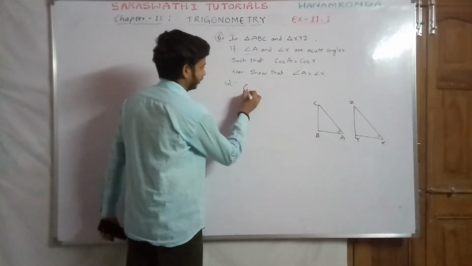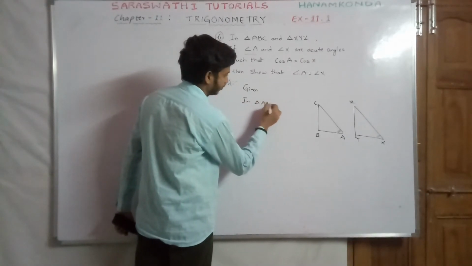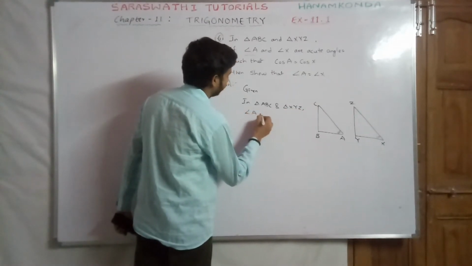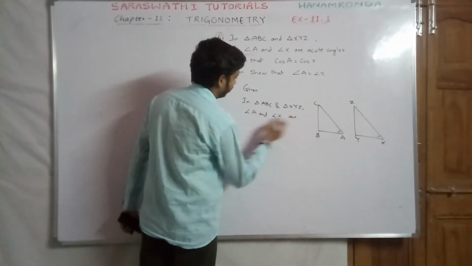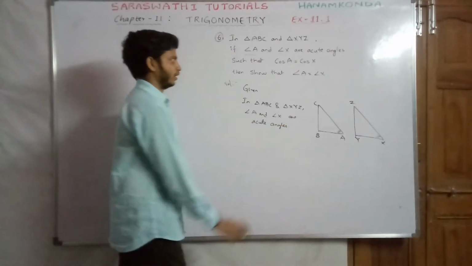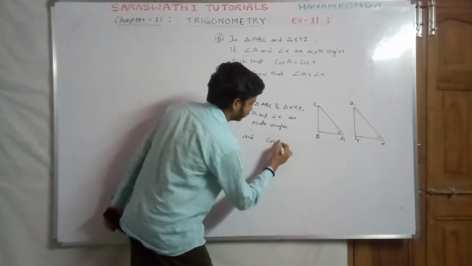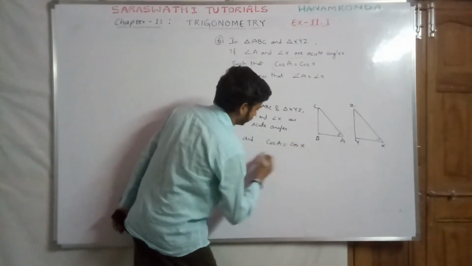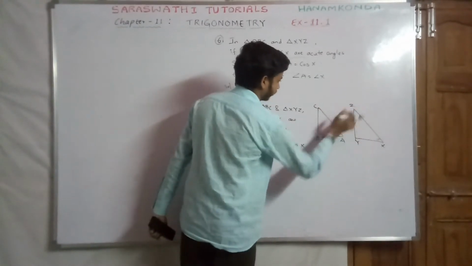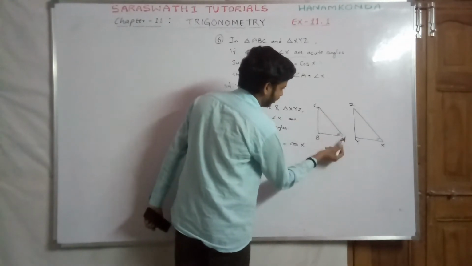First write the given condition. Given that in triangle ABC and triangle XYZ, angle A and angle X are acute, and also given that cos A equal to cos X, as mentioned in the question. Draw the two triangles ABC and XYZ. Here cos A means adjacent by hypotenuse. The adjacent to A is AB, and the hypotenuse is AC.